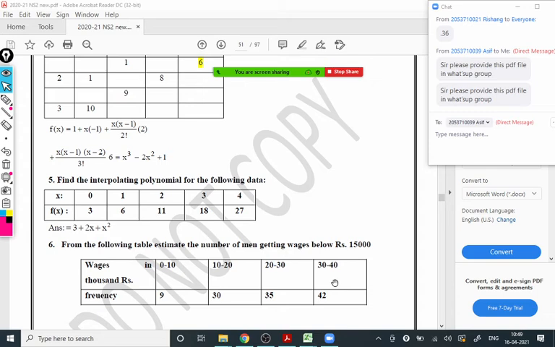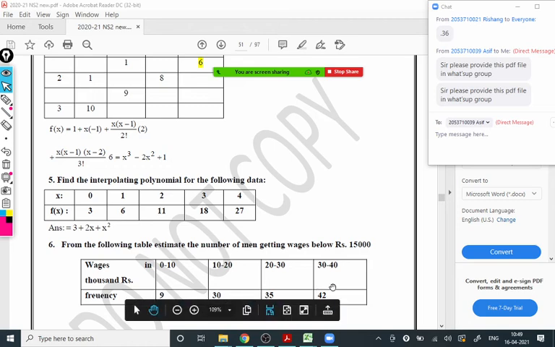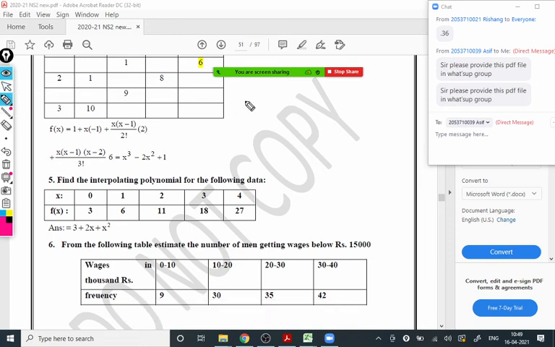Can anyone tell me how to convert this data from the grouped to the ungrouped form? Actually, we don't want 0 to 10 implies 9. We want some x which gives us f(x). What should be the values of x? Interpolation works for x and f(x), and x should be a single value, not an interval. So step number 1, we have to make the table of x and y.